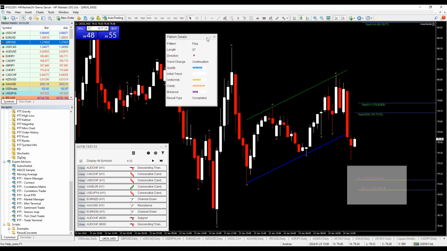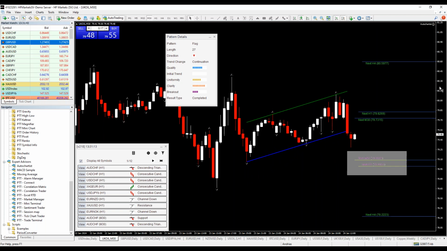Okay, what we have over here? Nice quality, continuation pattern. It is a flag more precisely, which broke lower, okay? Quality is good, breakout, it's a bit weak. So the average quality across all pattern quality indicators is a bit weak. So now it's time for us to judge whether this is a nice opportunity to be taken or not.